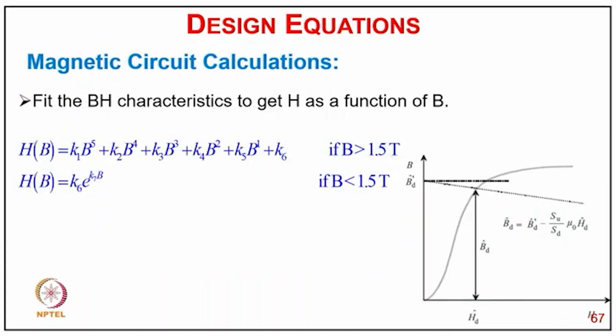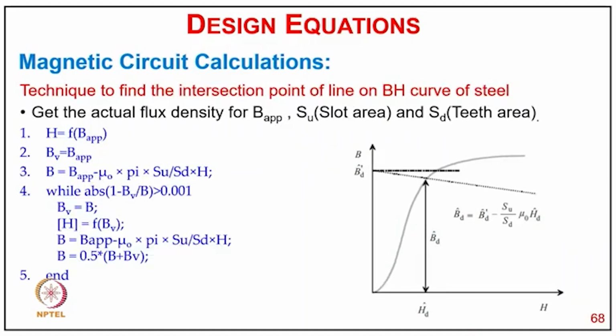And typically we fit the BH characteristic to get H as a function of B. So you will find H will be a function of K1 B to the power 5 plus K2 B to the power 4 plus K3 B cubed plus K4 B squared plus K5 B to the power 1 plus K6, if B is greater than 1.5 Tesla. If B is less than 1.5 Tesla, then H can be K6 into e to the power K7 B. So this is the way we model this magnetization characteristic for different portions, as shown here. Now coming to the magnetic circuit technique, we find the intersection of the line on the BH curve of steel, as shown in the diagram.